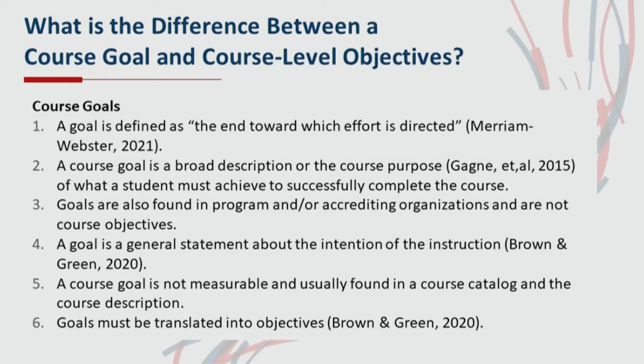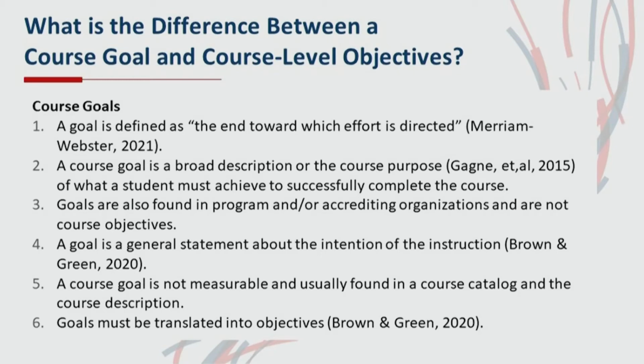You can also find them in program and accreditation organizations, and they are not by any way, means, or shape any kind of course objective, nor could you take them literally, because if you look at them and really study them, a lot of these goals just would be impossible to measure. You could use words in goals that you could never use to develop something that's concrete, like an objective. And I found a really wonderful definition from Brown and Green. A goal is a general statement about the intention of the instruction, and that's pretty good. What you intend to teach and what you would like to get out of it.